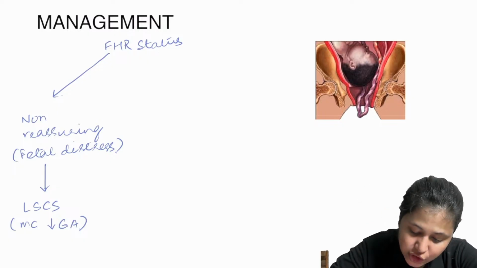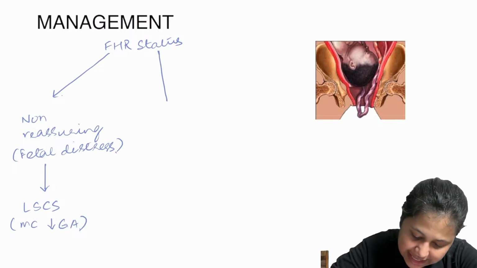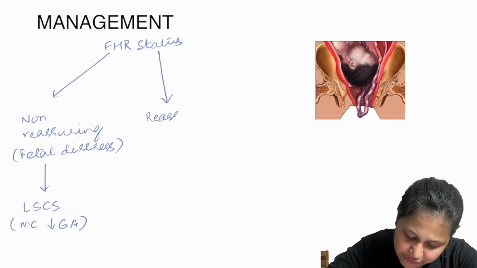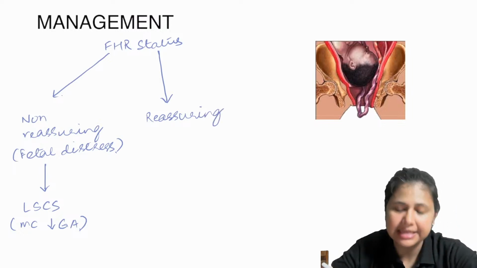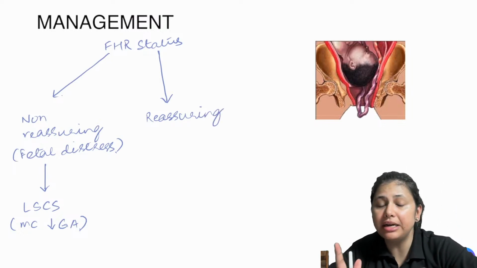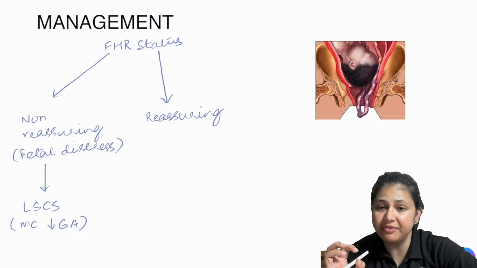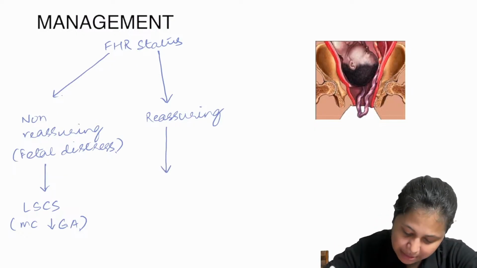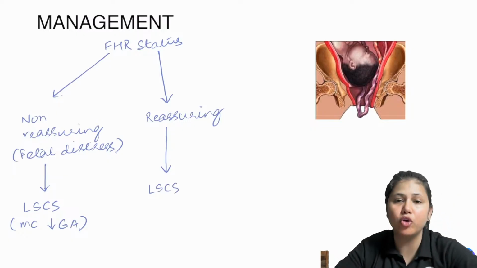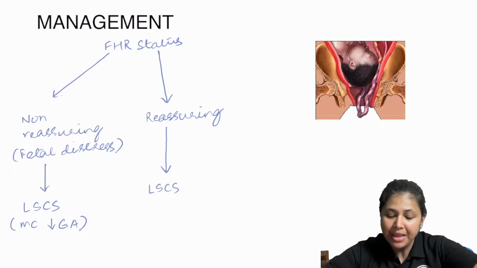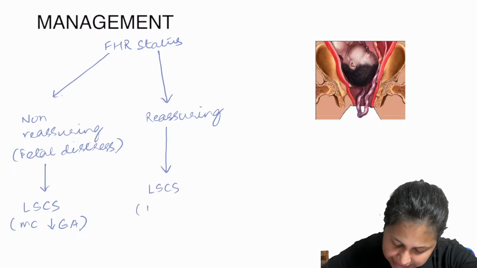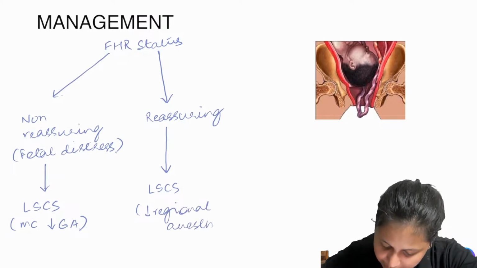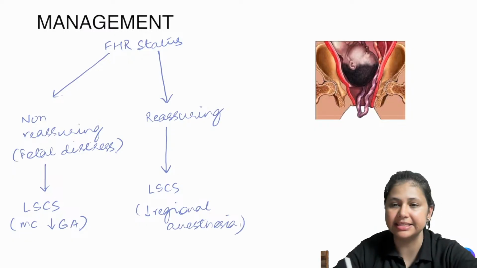Now, the other situation could be that there are just variable decelerations, not such a big dip, or the fetal heart is still reassuring. Now, if it is reassuring, still, right? This will not remain reassuring for long because the fetal blood vessels are going to start constricting. So in that case also we will prefer LSCS unless of course vaginal delivery is imminent, right? And this can be done under regional anesthesia. This can be done under regional anesthesia if the baby is not in distress. So you can give a spinal.